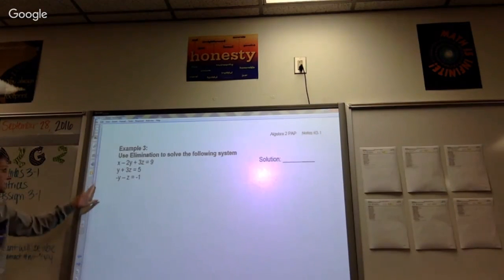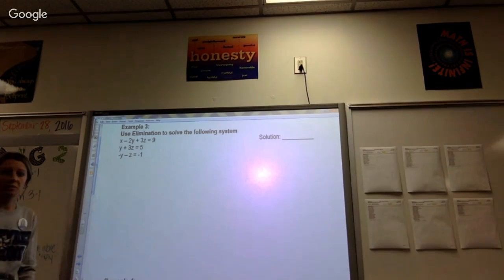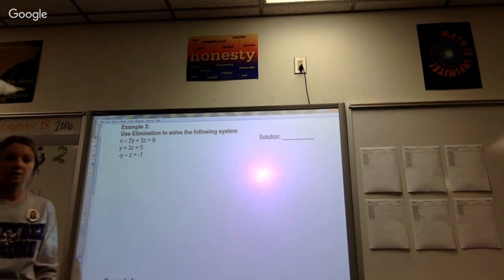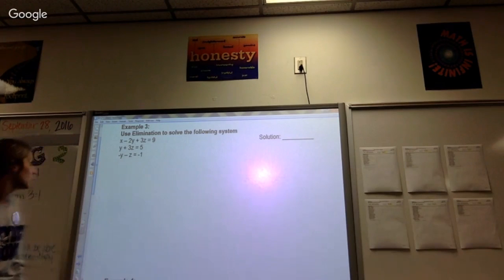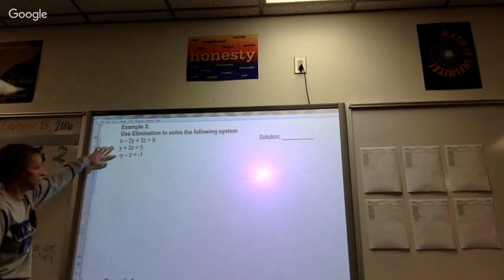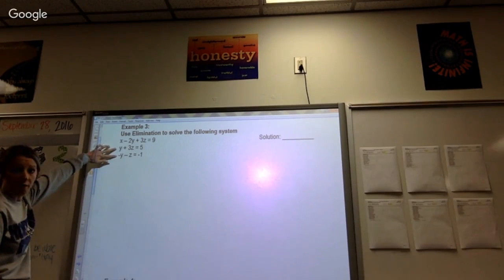Okay, next example, we're going to use elimination. Remember with elimination, when we're solving two variable systems, we're trying to eliminate a variable so that we were able to solve for another variable. So if you look at all three of your equations, notice these bottom two equations, the y's will automatically cancel out because we have a y and a -y.